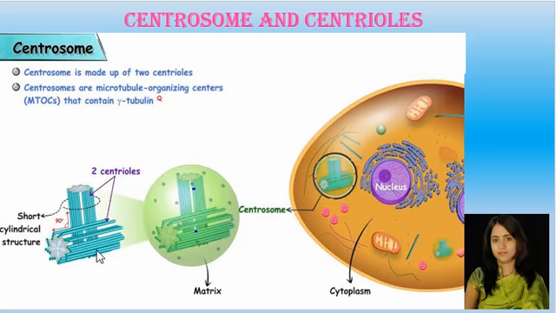Both the centrioles in the centrosome are lying perpendicular to one another. If you look at this, this is one centriole and this is the other centriole. The angle formed between these two is 90 degrees. That is, they are lying perpendicular to one another. And these are made up of 9 evenly spaced peripheral fibrils of tubules, and in a cross section it appears like a cartwheel.